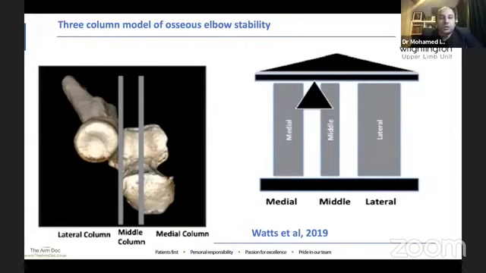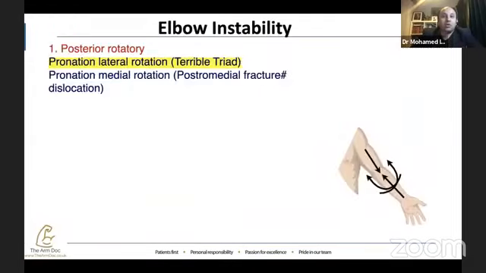But it's important to recognize that these osseous injury patterns are associated with particular soft tissue injuries, which contribute to instability. The lateral complex is the most important soft tissue, as we mentioned earlier, because stability on the lateral aspect is more ligamentous than bony. So now that we have an idea about the column structures and the soft and bony structures, what are the types of elbow instability?